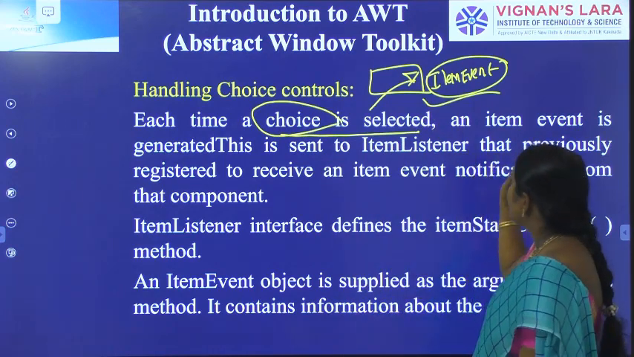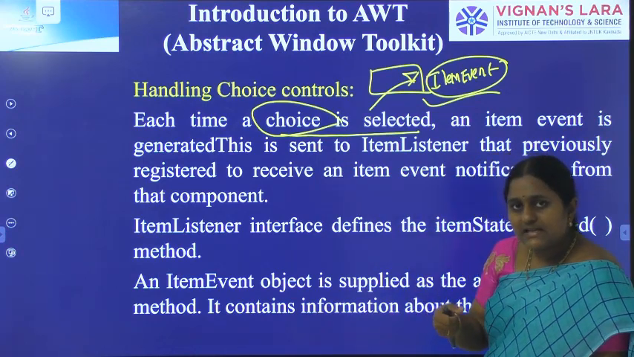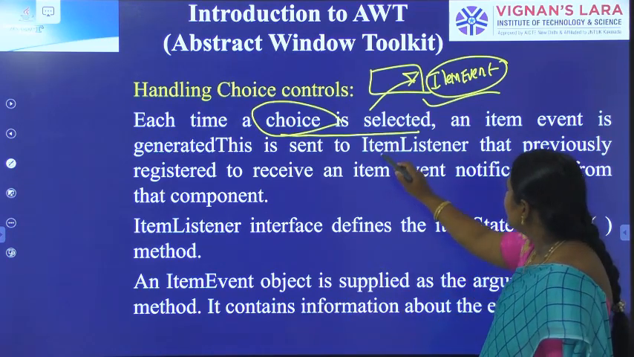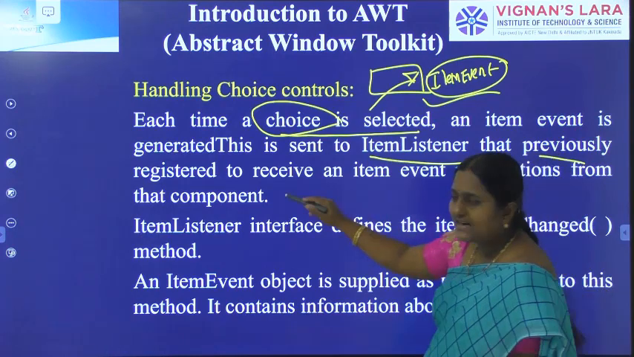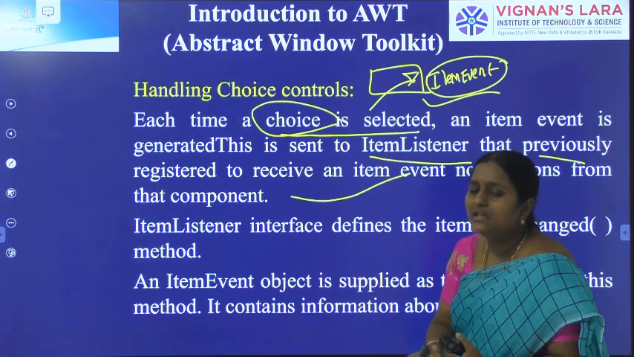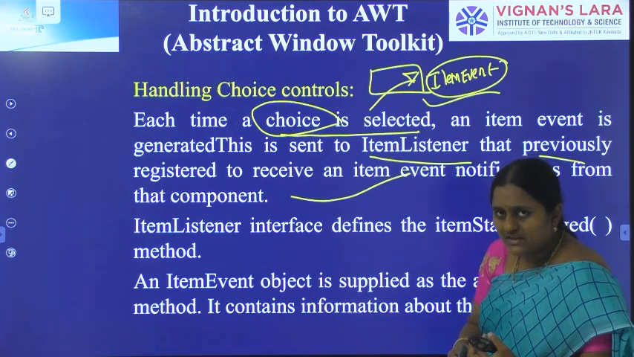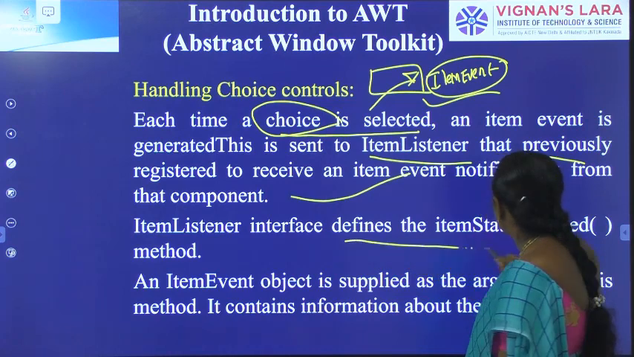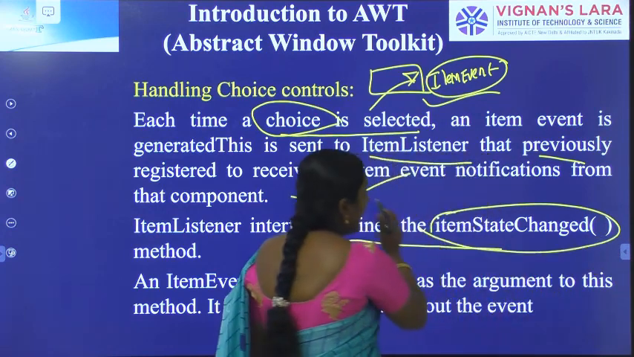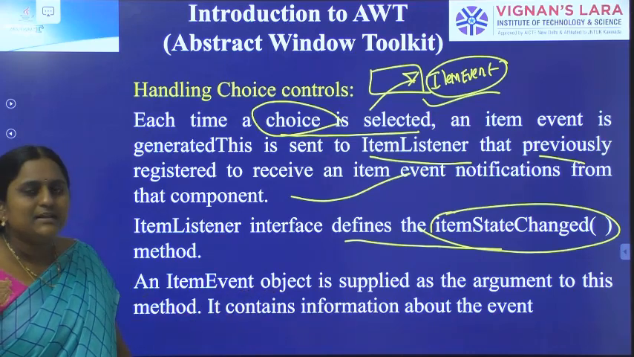So whenever an event is generated in the source, it will be sent to the listeners. Listeners are associated with interfaces. Listeners control the events; a listener handles the events. Here the item listener is registered and receives the item event notifications from the component. After receiving the events, the listener handles them. Listeners are associated with methods. The item listener interface defines one method, the itemStateChanged method. An item event object is supplied as the argument to the method, and it contains the information about the event.